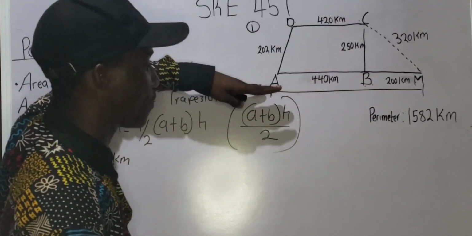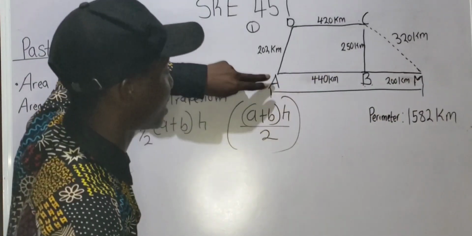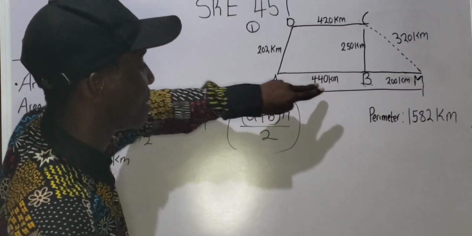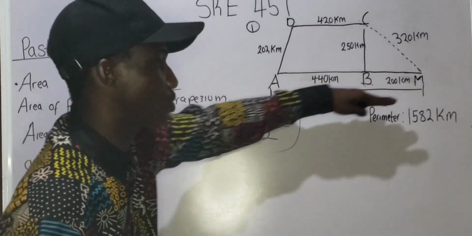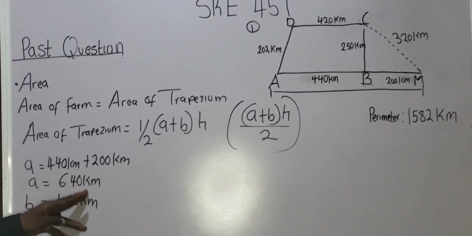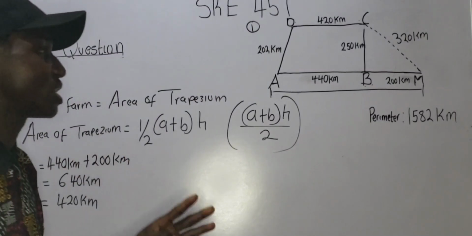The first parallel side is line AM. To get line AM, I have to add line AB and line BM. That is the total length of line AM, and that is how I got 640 kilometers. So don't get confused at all.